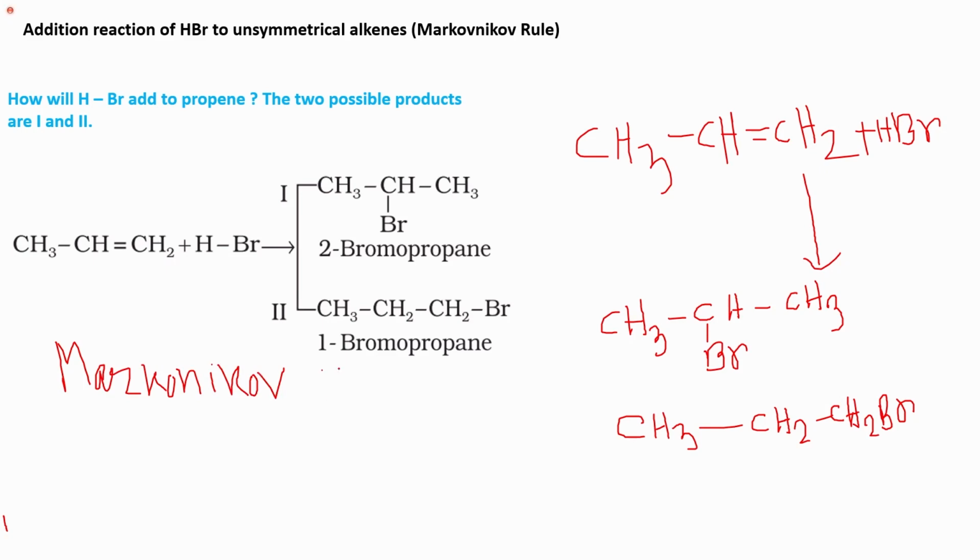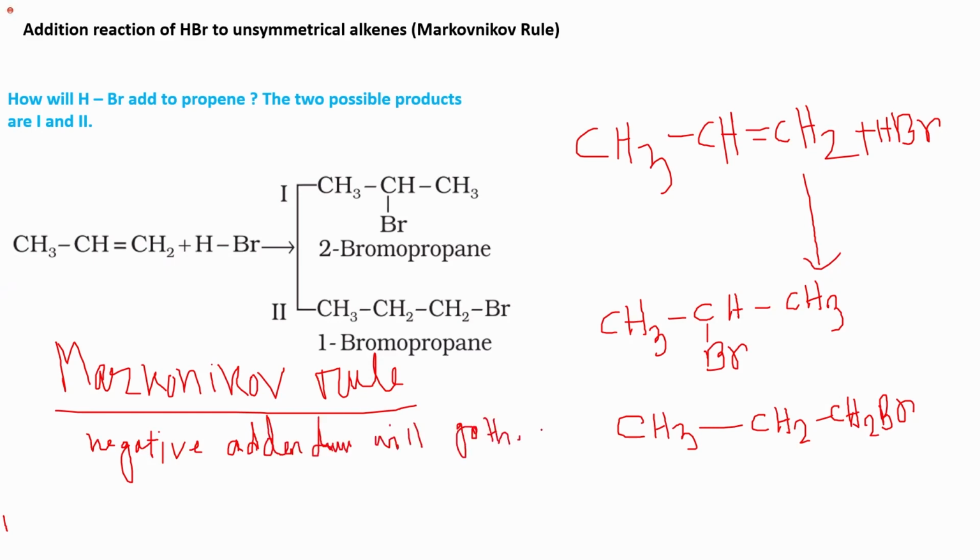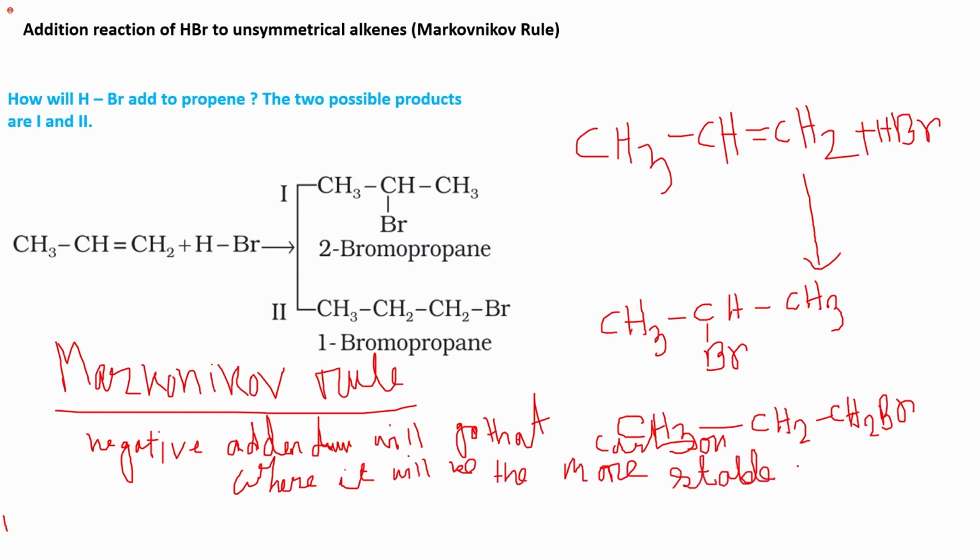Markovnikov rule. So what is Markovnikov rule? Markovnikov rule is in the presence of HBr, the negative addendum will go to that carbon which leads to the more stable carbocation. The negative addendum will go to that carbon where it will give the more stable carbocation.